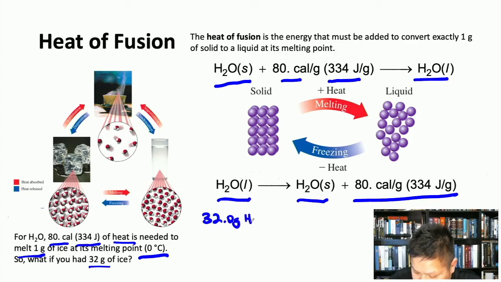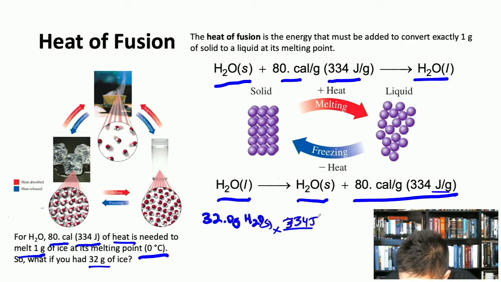water, H2O solid, right? That's what that is, H2O solid. And that's times the amount of energy that we're putting into it to melt it. So again, chemistry likes to use joules, so we'll use joules. That's 334 joules for 1 gram, right? The 1 gram comes from this gram right here.